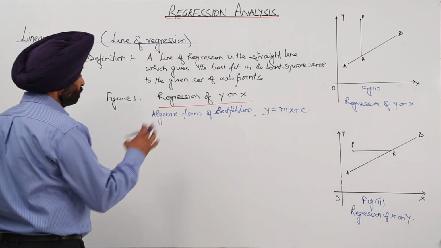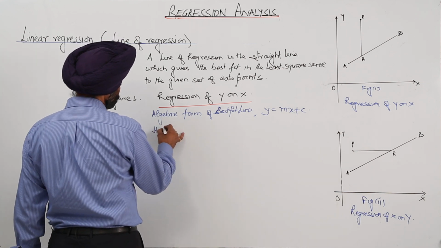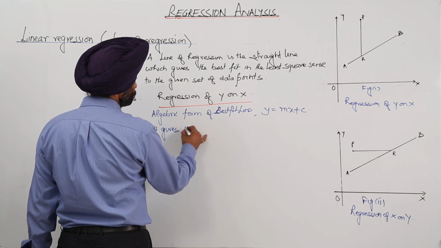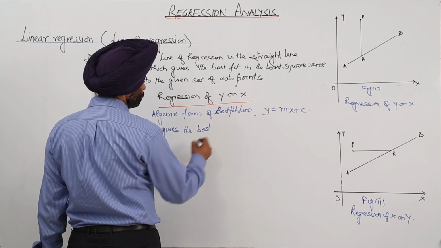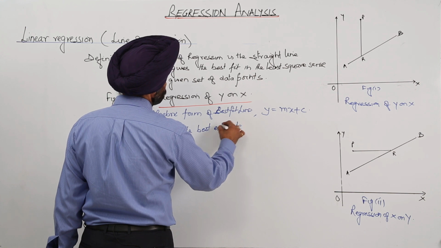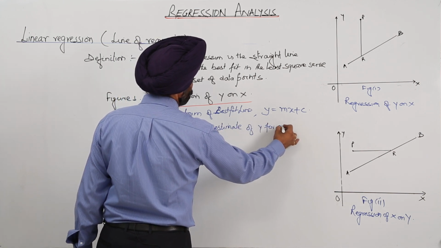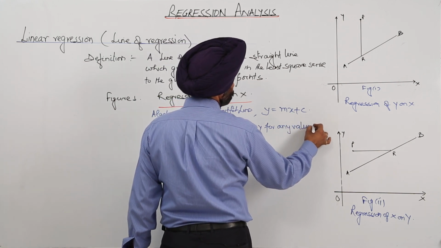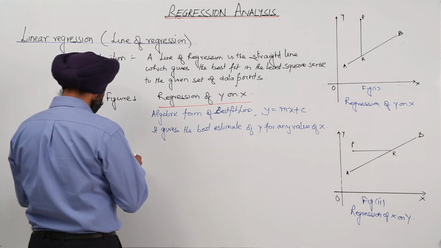Okay. So now by the graph it means that it gives the best estimate of y for any value of x.